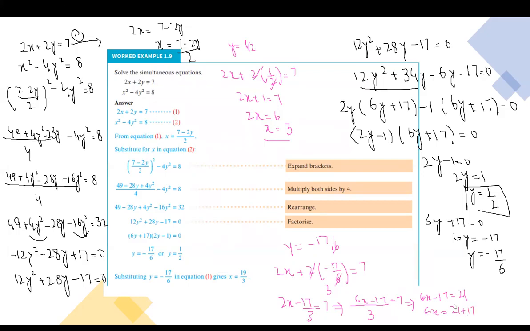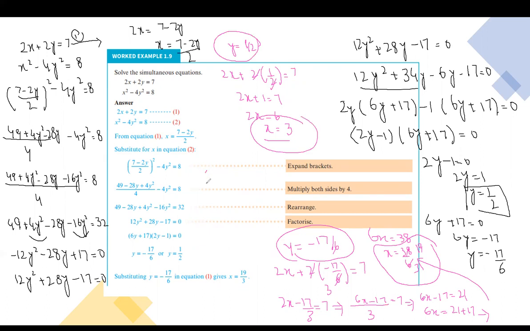Now 6x equals 21 plus 17. So 6x equals 38 and x equals 38 by 6. This must be 19 by 3. So when y equals minus 17 by 6, x equals 19 by 3, and when y equals 1 by 2, x equals 3.